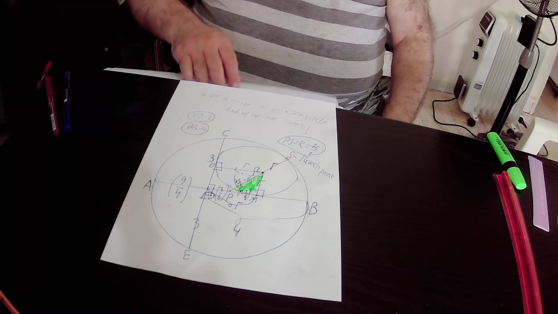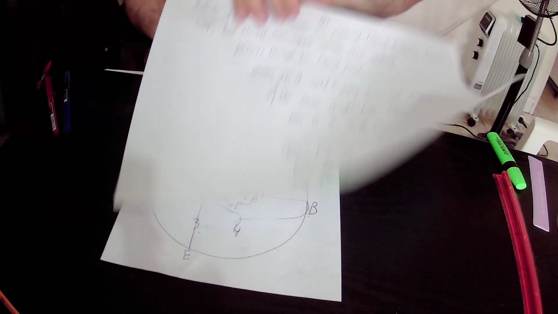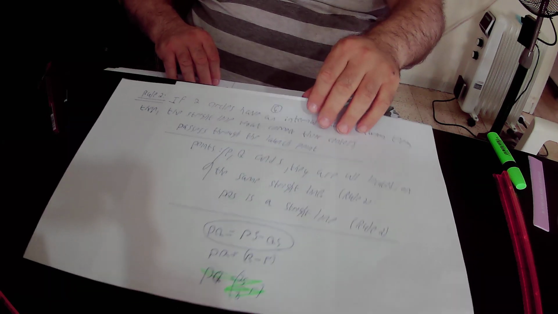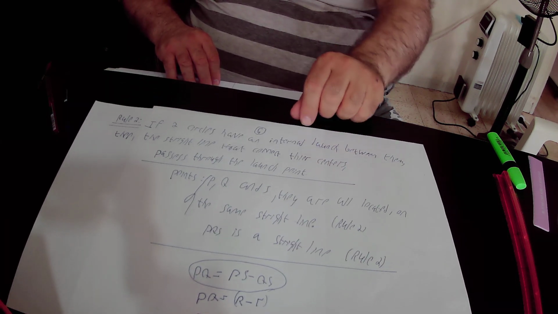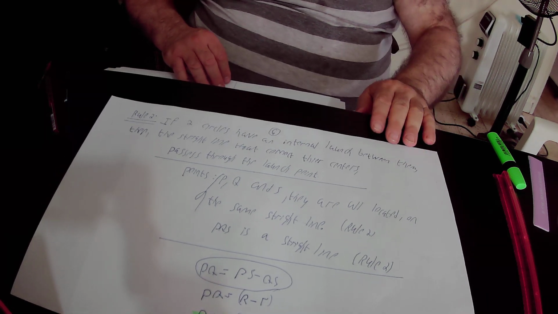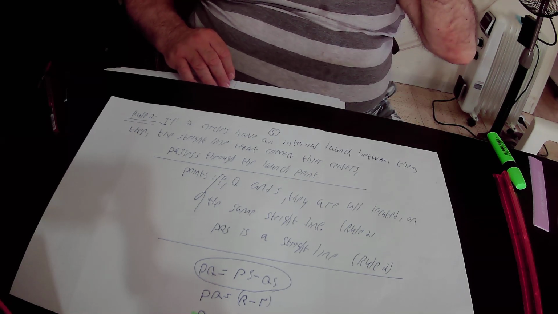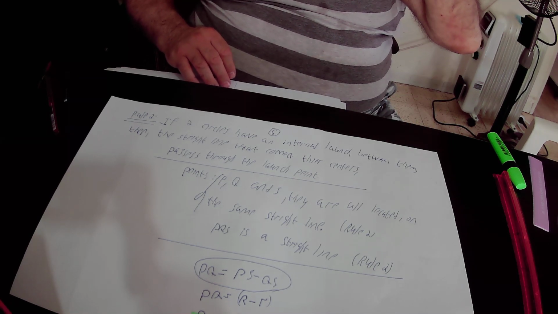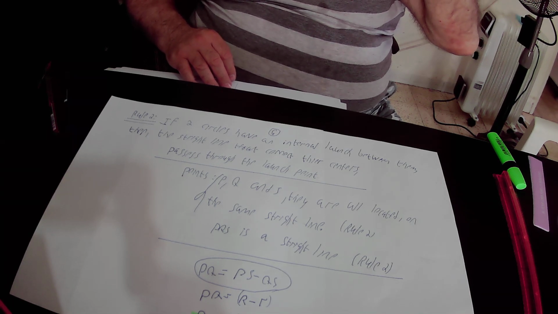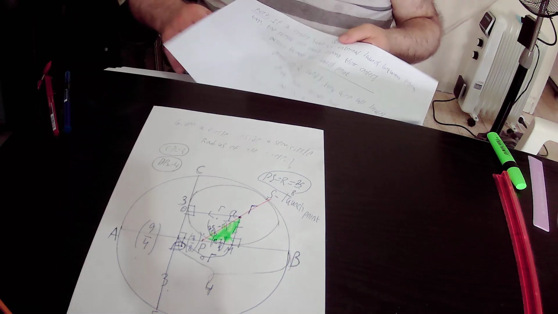Then I present to you rule number 2. According to rule number 2, if two circles have an internal launch between them, then the straight line that connects their centers passes through the launch point. So what is the meaning of rule number 2?